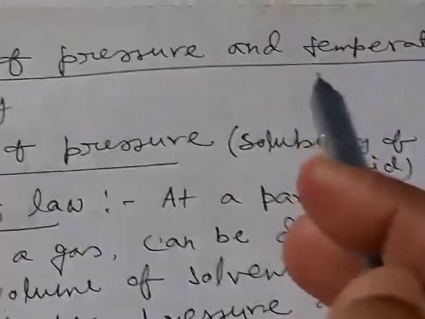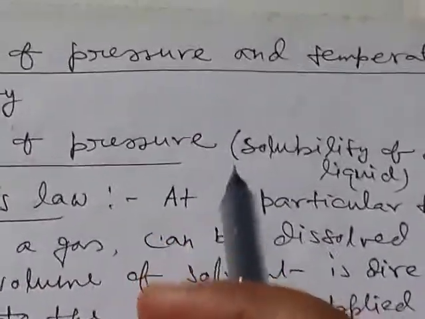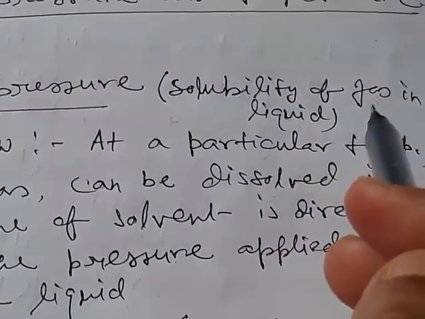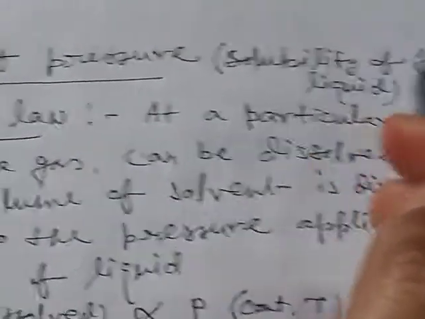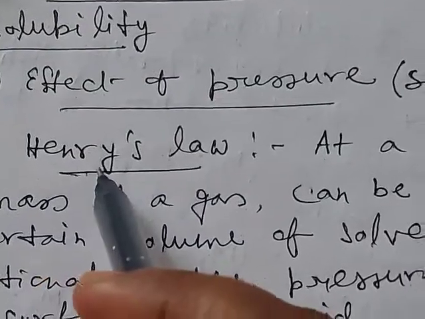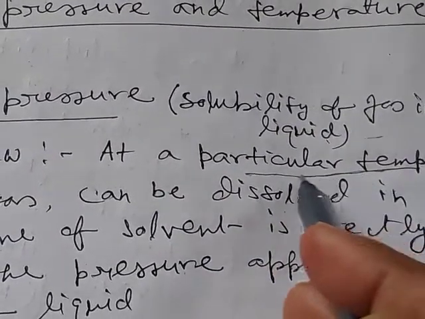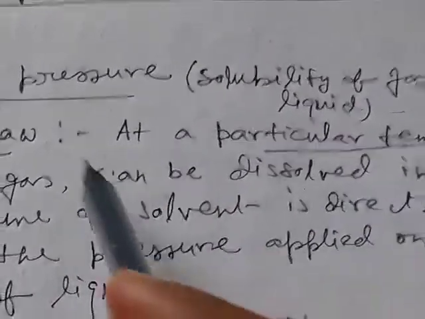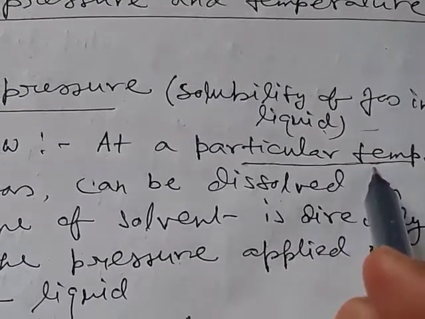Now, effect of pressure and temperature on solubility. Number one is the effect of pressure on the solubility of gas in liquid. If we want to dissolve gas in liquid, what will be the effect of pressure? This is given by the scientist Henry, so this is called Henry's law. What is Henry's law? Here we have to keep the temperature constant, because the solubility depends on both pressure and temperature. So to see the effect of pressure, we have to take a constant temperature.